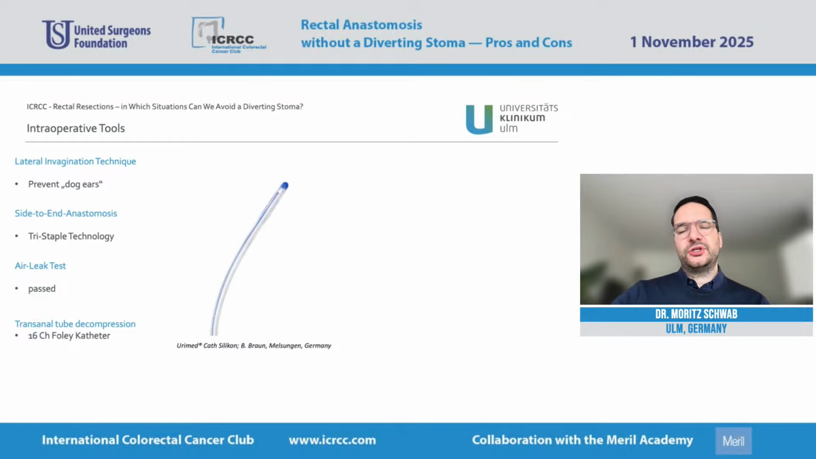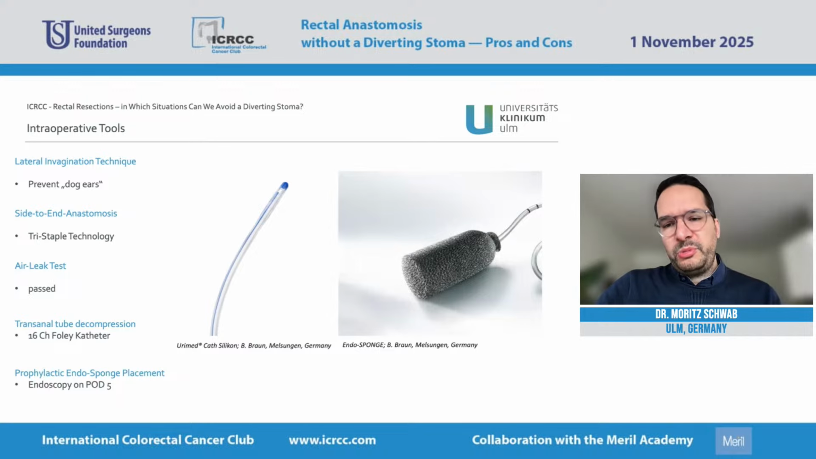At the end of the procedure, we place a 16 Charrier Foley catheter transanally for tube decompression. We leave it there for 3 days and then remove it. Sometimes we place an endosponge for 5 days, then remove it and have the anastomosis checked via endoscopy.